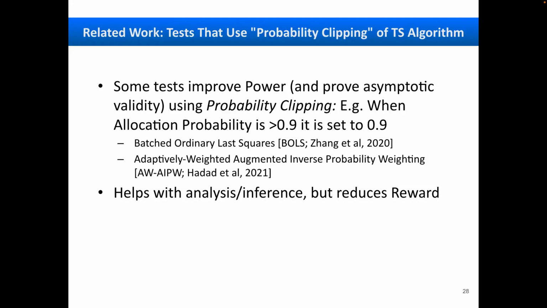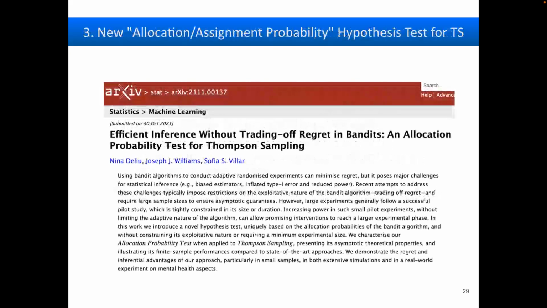You can prove asymptotic validity: batch ordinary least squares by Zhang, Susan Murphy, and others, and adaptively weighted augmented inverse probability weighting by Vitor Haddad and Susan Murphy and others. It helps with analysis and inference, but it reduces reward because you can't actually go to that extreme value. So this is the new allocation probability hypothesis test. And we're using the word allocation probability, it means the same as assignment probability. So you get efficient inference without trading off regret.